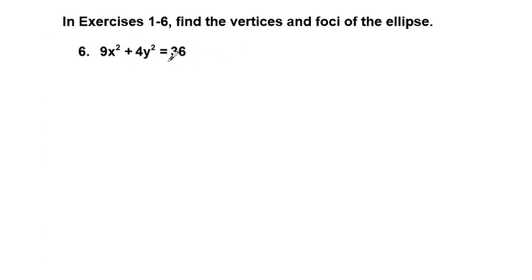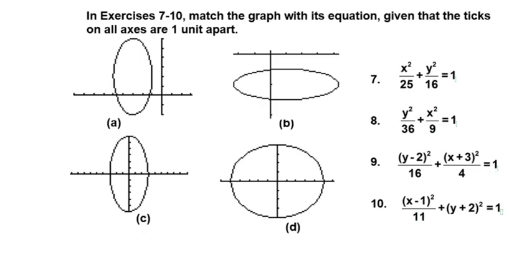Okay, this one here, 36. I think we're going to have a vertically oriented ellipse, which is divided by 36. Okay. Next, match the graph with its equation, given that the ticks on all axes are 1 unit apart. So this is one where we're necessarily going to have to do pretty much all of these. If you look at 7 and 8, both are in the standard form where you don't have x or y shifted at all. And so for numbers 7 and 8, your choices are necessarily going to be C and D.